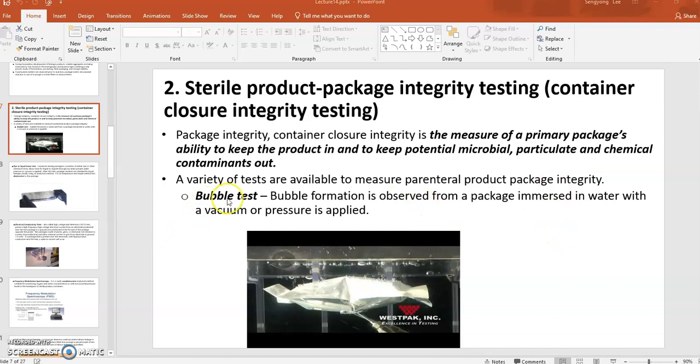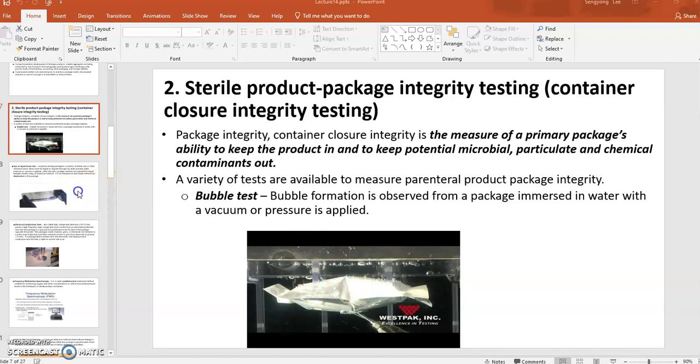The simple test is called the bubble test. It's not the bubble point test that you use for your filter. It's called the bubble test, right? As you can see from this picture, bubble formation is observed from a package that is immersed in water with a vacuum or pressure applied. So it's a kind of destructive testing. If your product is hooked up with pressurized air or gas completely, then there shouldn't be any leakage. If there's a leakage, you can see the formation of a bubble. So that's how it works.